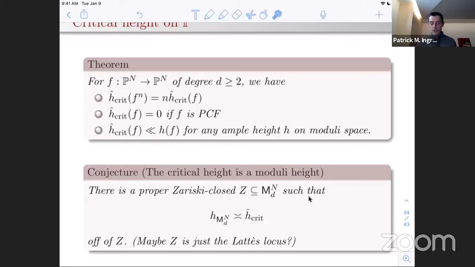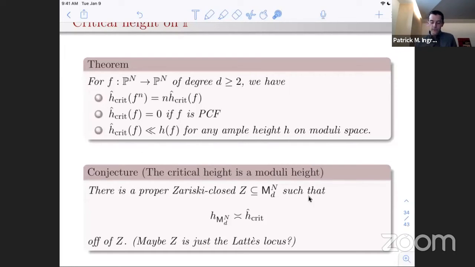And so the natural question is, is it actually asymptotically comparable to any ample height on the moduli space? So here's a very natural generalization of this conjecture of Silverman's. Is it true that there's a proper Zariski closed subset of moduli space such that any ample height is commensurate to this critical height off of that proper Zariski closed subset? And I think this is, I mean, you can ask how that relates to the Zariski density or non-density of the set where this vanishes.